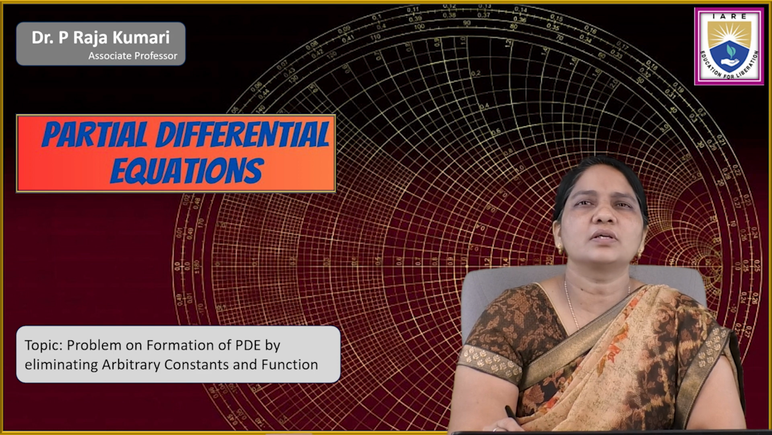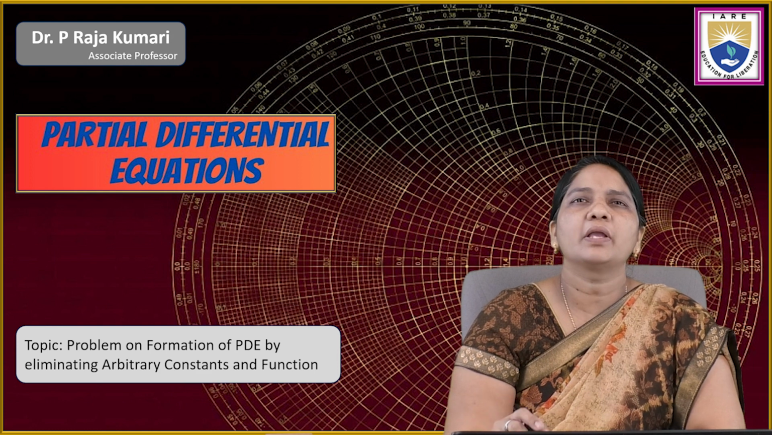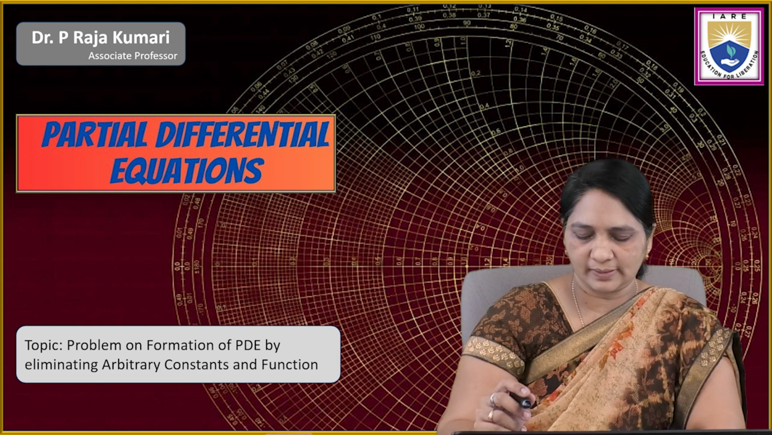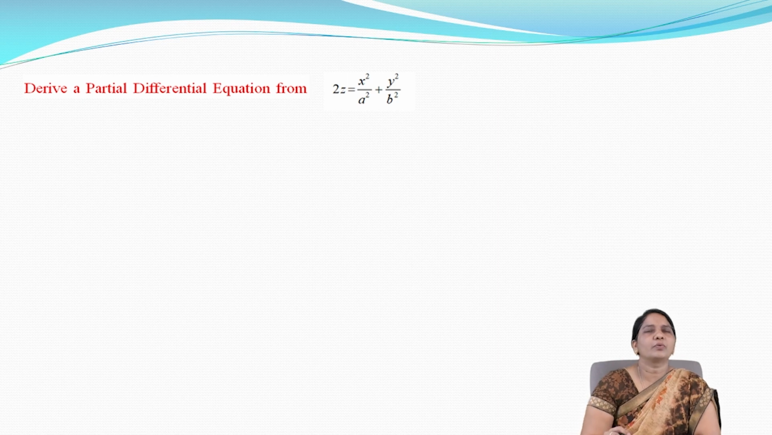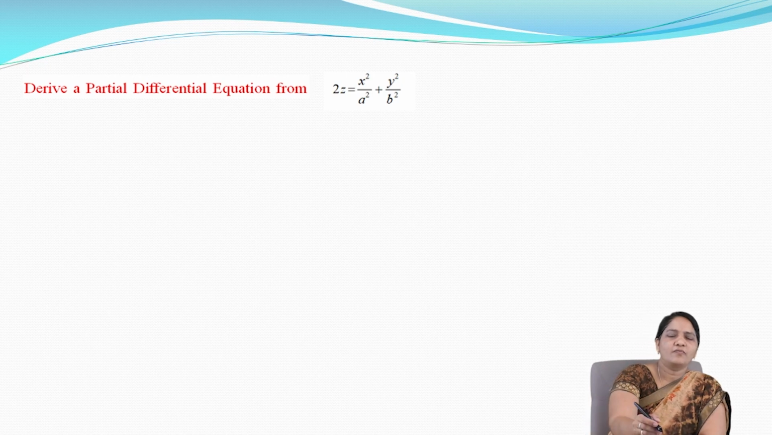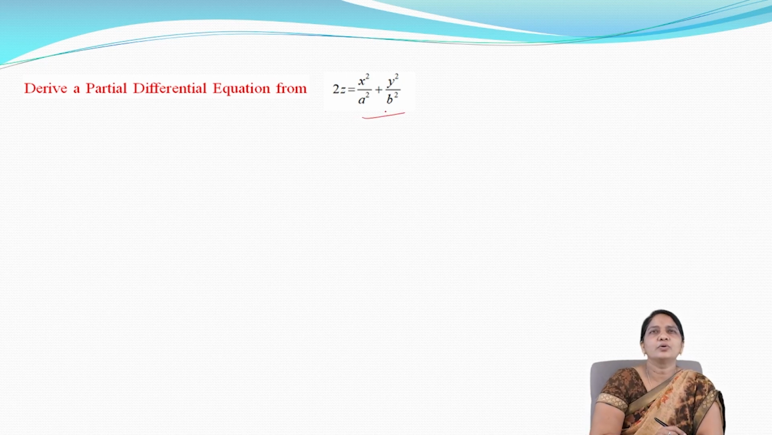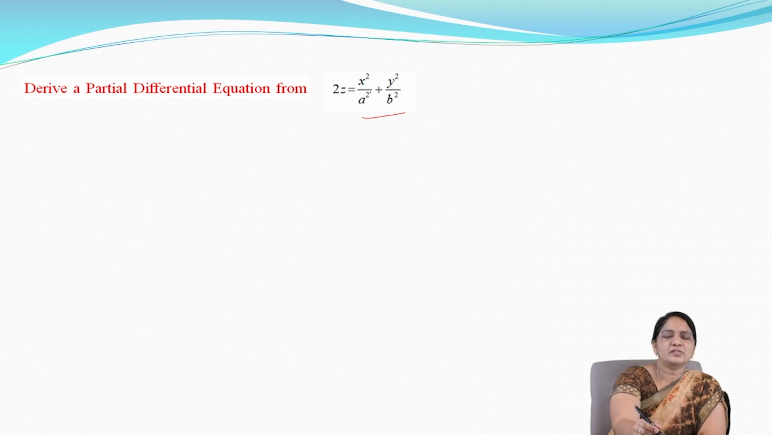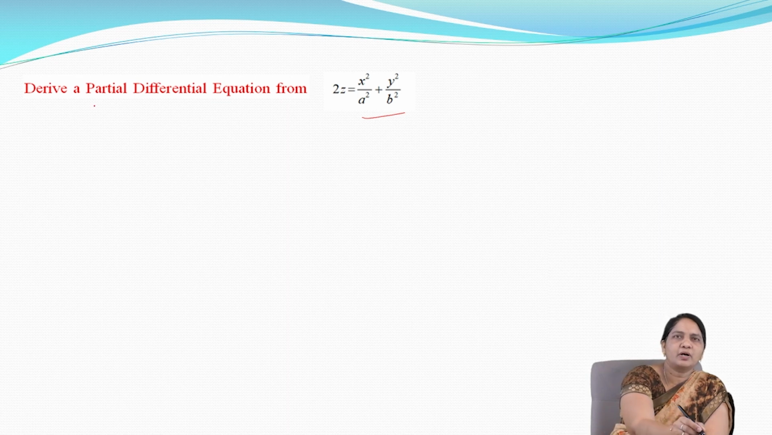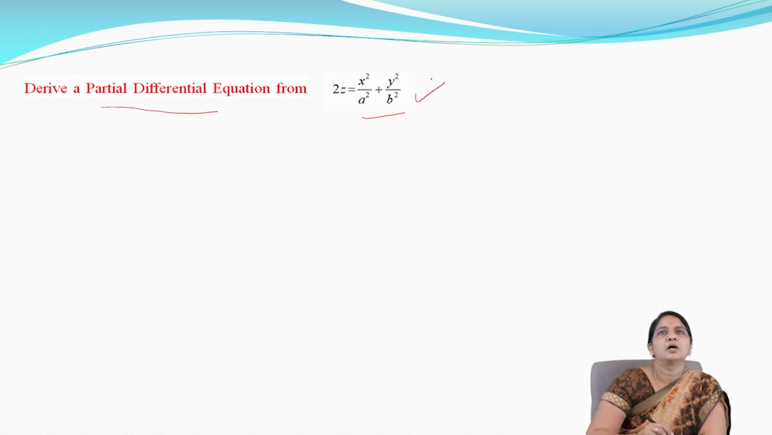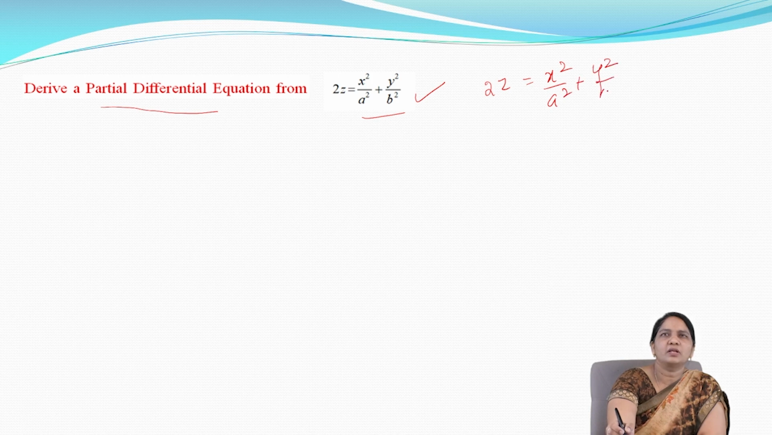Today, I would like to discuss some of the problems on formation of partial differential equation by eliminating arbitrary constants and functions. So here I am going to discuss one problem now, that is derive a partial differential equation from the function given here: 2z equal to x square by a square plus y square by b square. So here I am going to derive the partial differential equation from this equation.